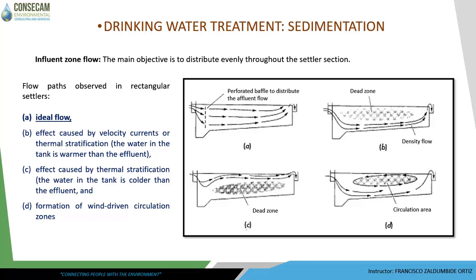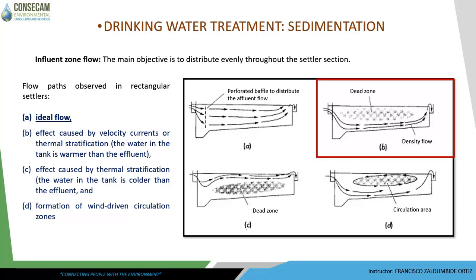In the settler, it is necessary to avoid at all times certain flow paths that cause hydraulic short circuits or dead zones caused by differences in water temperature or wind-driven circulation patterns. For example, figure A shows the desired flow pattern in the settler to flow homogeneously. This is achieved by placing a distribution device, such as a baffle screen, which causes piston flow, favoring settling of the flock formed. It can also present a stratification due to differences in water density according to figure B.